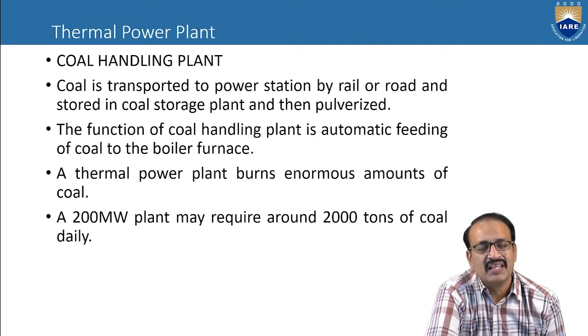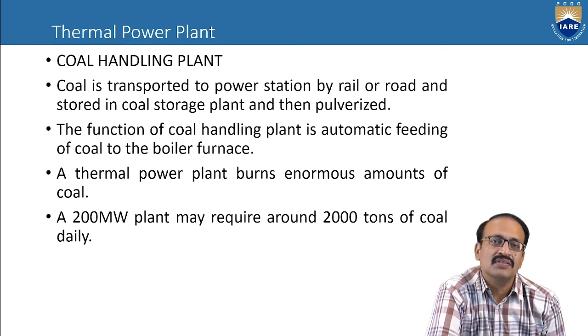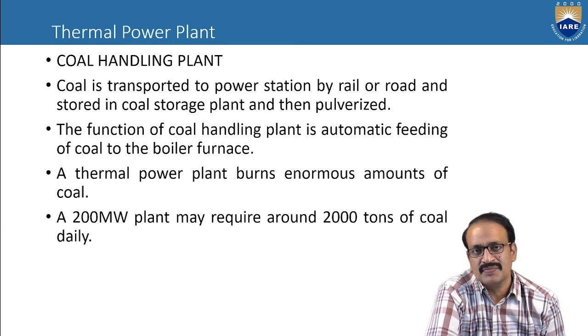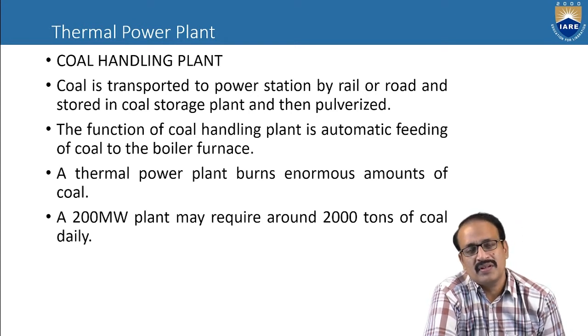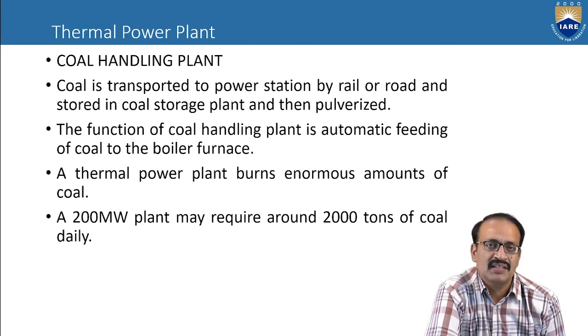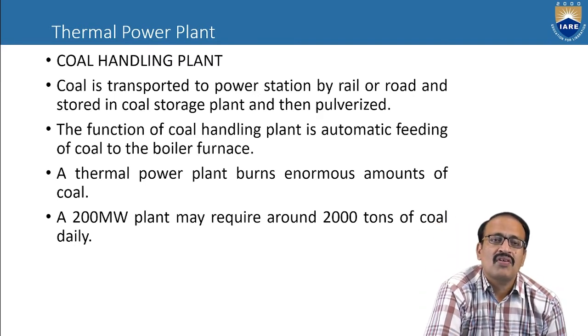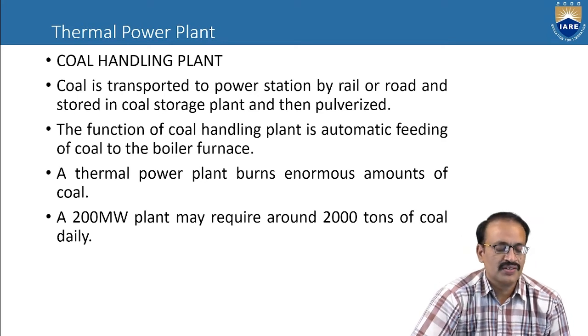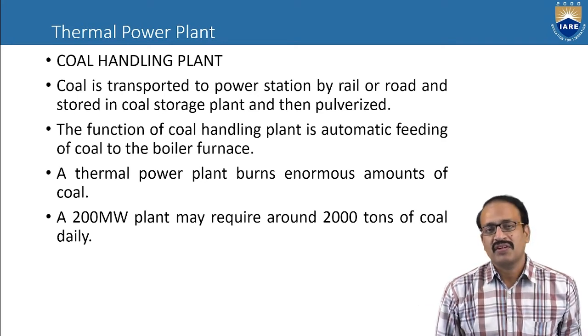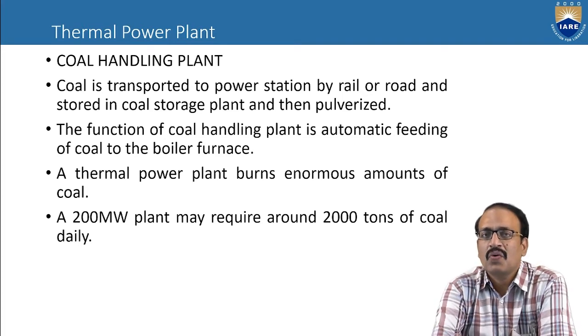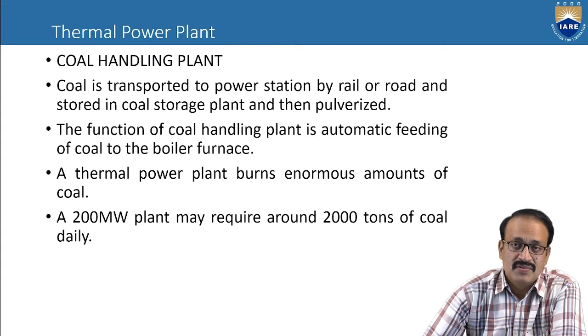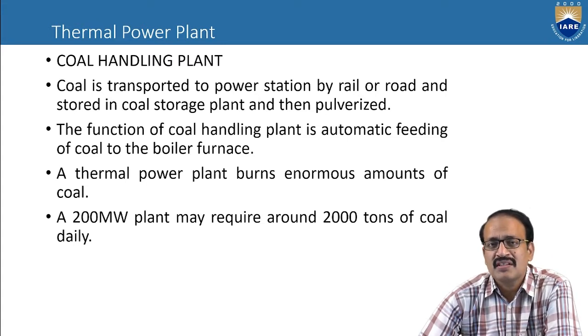So this is why the maintenance cost and the operational cost of a thermal power plant is high, even though it has different advantages. Among the disadvantages, the maintenance cost and the fuel cost are the major things. So for a 200 megawatt plant, it requires 200 tons of coal daily. With this point, we can understand how costly it is to run a thermal power plant.